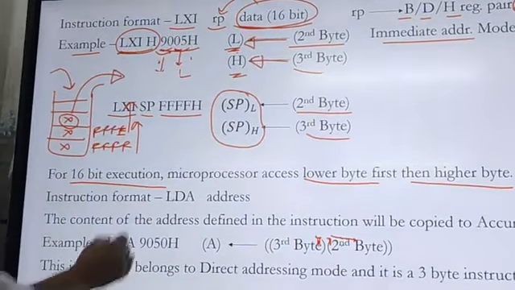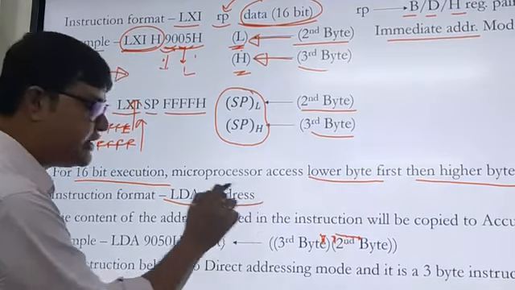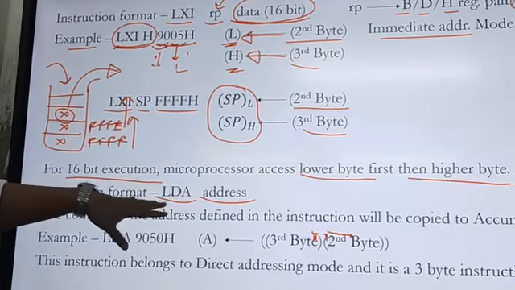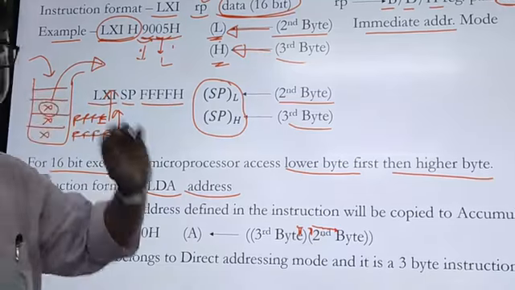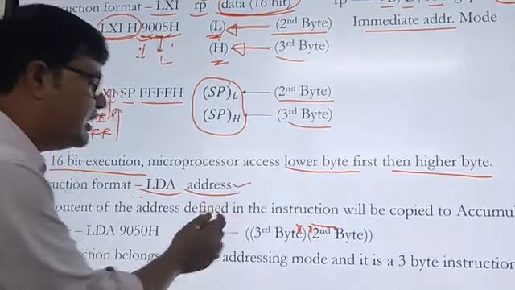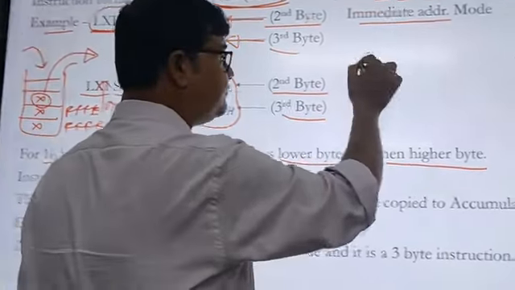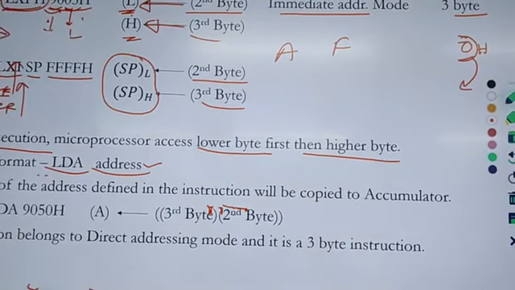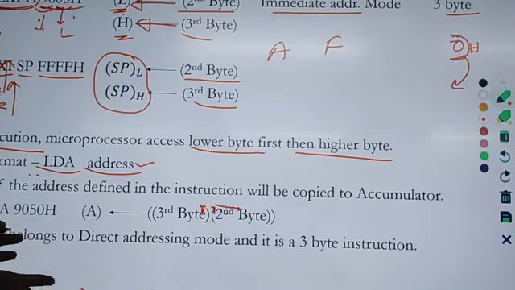Next instruction is LDA. LD is the opcode, operation code, and the address is the operand. After LDA, we can directly write the address. This is the direct addressing mode, because we can directly take the data from the address defined here and store it into the accumulator by default. In the microprocessor system, the accumulator is a default register, and the flag register is also a default register, where we can store the status of any arithmetic or logical operations.